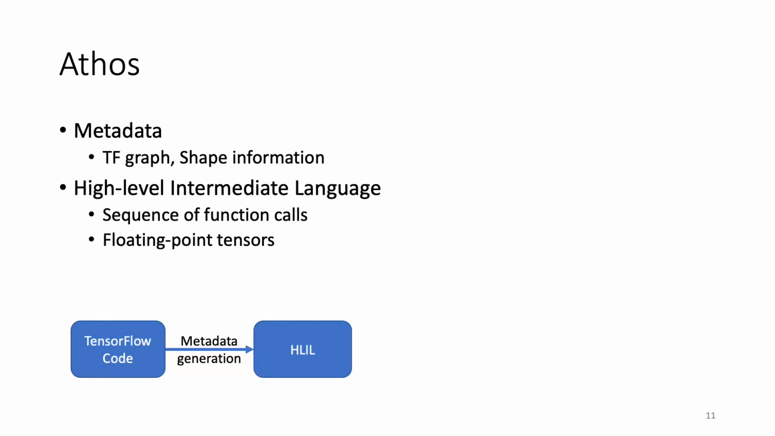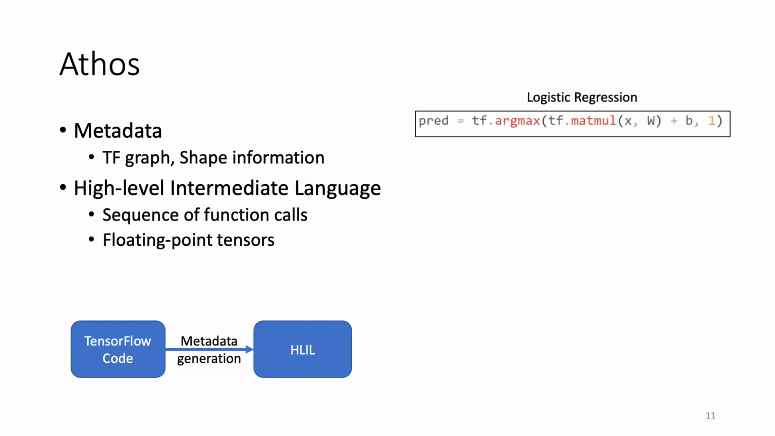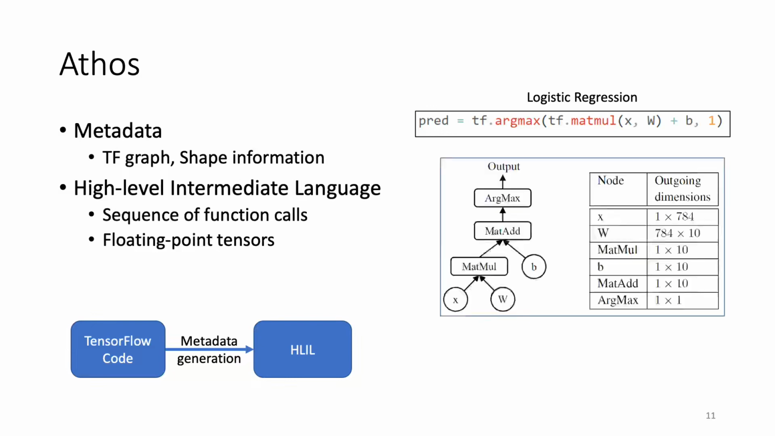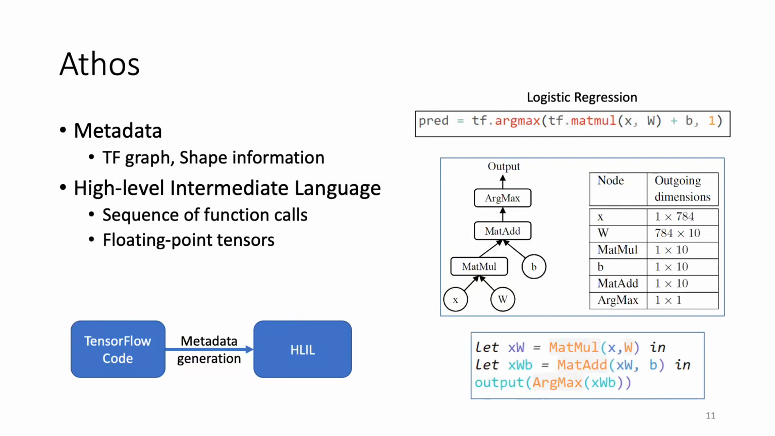For example, consider logistic regression and consider this small snippet of code written in TensorFlow that performs that. Here you see a W times X plus B being performed and an argmax over that to get the prediction. The metadata for this TensorFlow code would then look like this. On the left side, you see the TensorFlow graph itself, and on the right side, you see the shape information of all the tensors involved in the computation. The HLIL code that would be produced for this would then look something like this, a sequence of function calls over the floating point tensors.